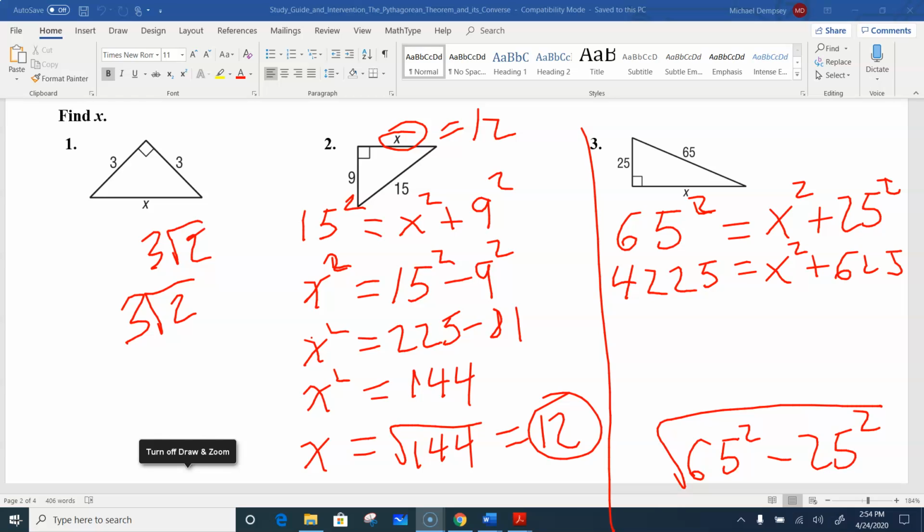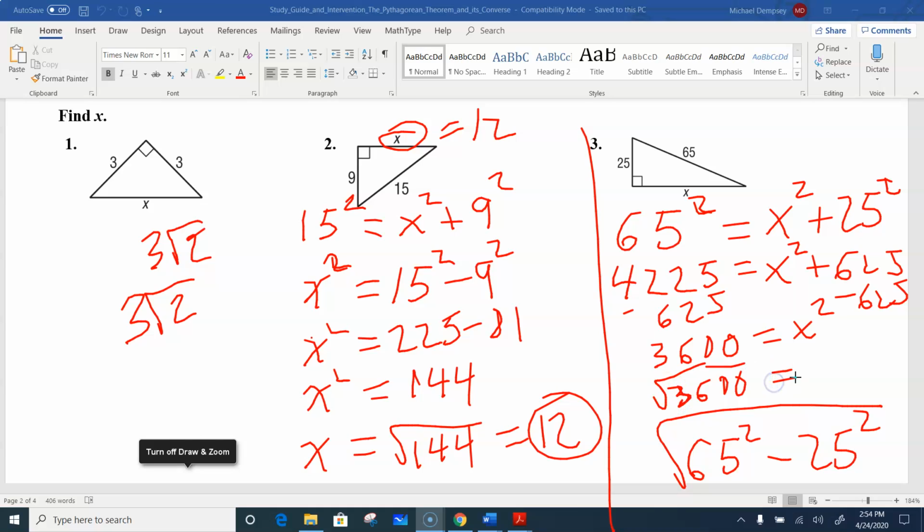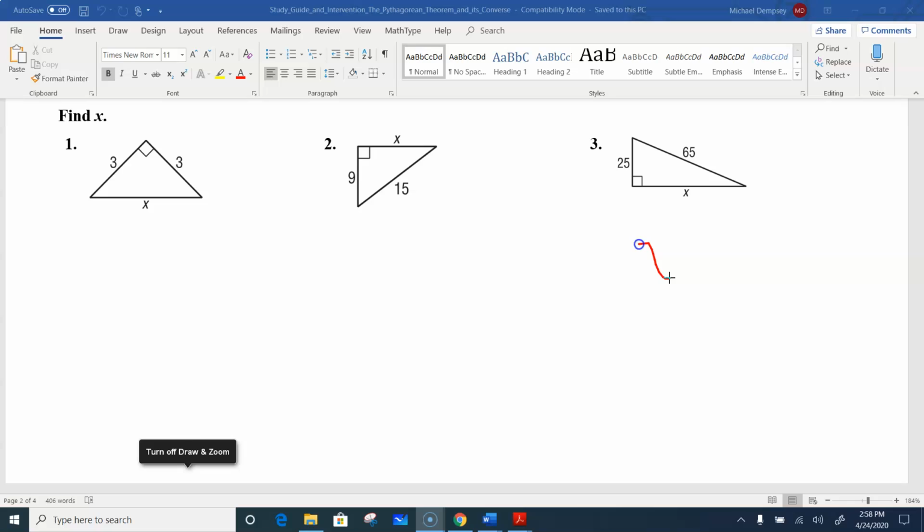So now what I'm going to do next is subtract, right? I subtract 625 from both sides. So what I have here is 3600 equals x squared. And I just take the square root of that. So if x equals the square root of 3600, we have x equals 60.